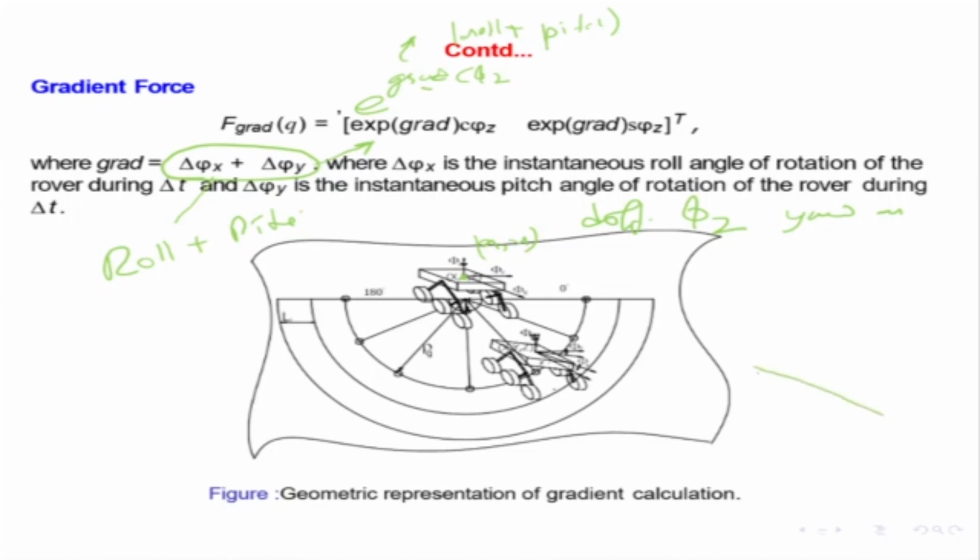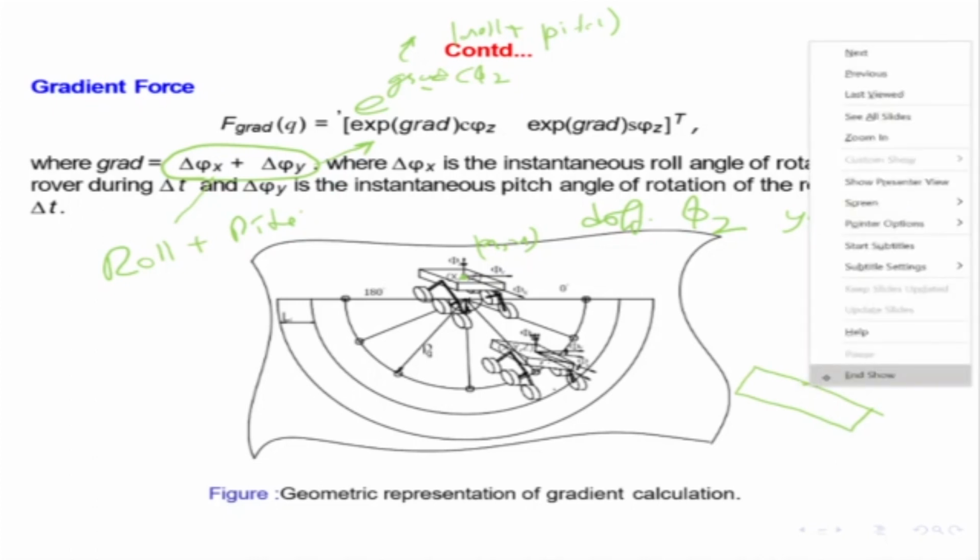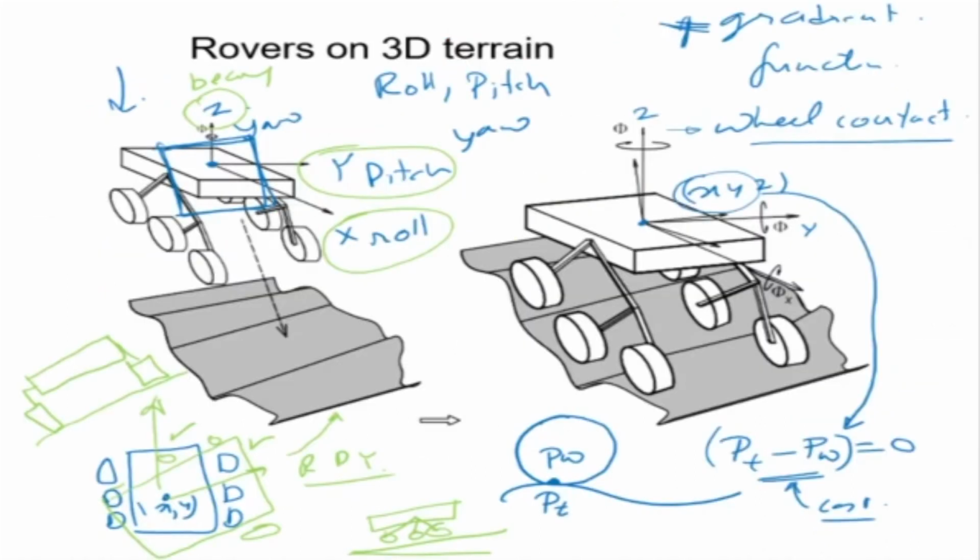So if it is going down like this, for example, the robot is going down like this. So this is my pitch angle, right? So that's the pitch angle.